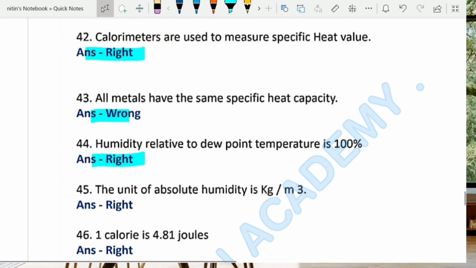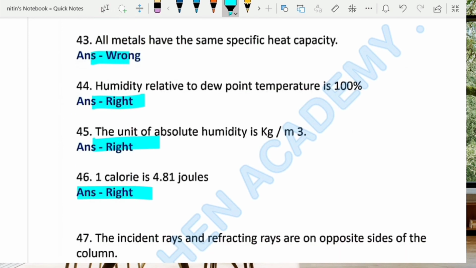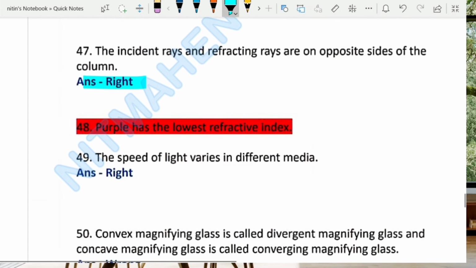Right. The unit of absolute humidity is kg per m3. Right. 1 calorie is 4.18 joule. Right. The incident ray and refracted ray are on opposite sides of the normal. Right. Next, the speed of light is different in different media.